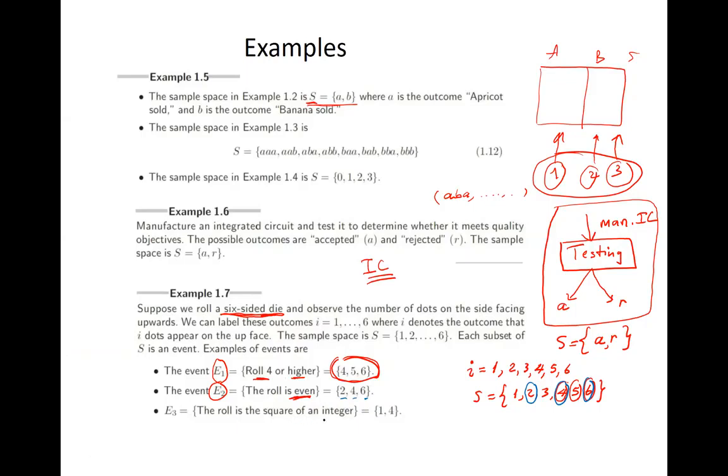Another event, E3: the roll is the square of an integer. So we look at the numbers here which are the square of an integer. So 1 is the square of 1. So that's one of the outcomes. Next, 4 is the square of 2. So that's another outcome. Then we can form the event E3 consisting of 2 samples, 1 and 4.